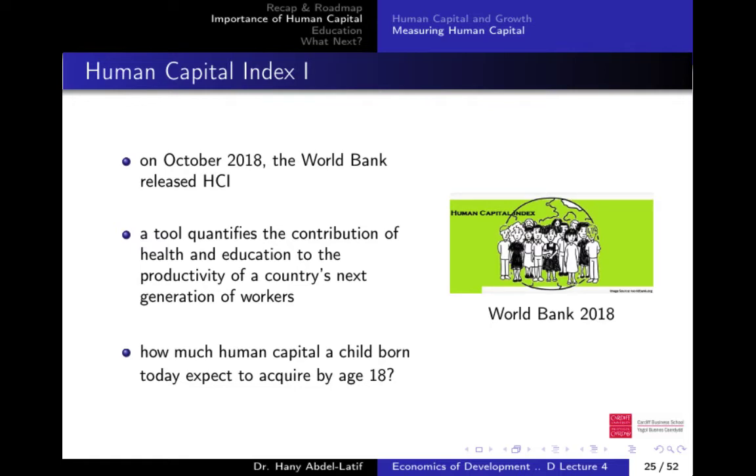So what they want to do is construct a tool, like an index, that quantifies the contribution of health and education to the productivity of a country's next generation of workers.